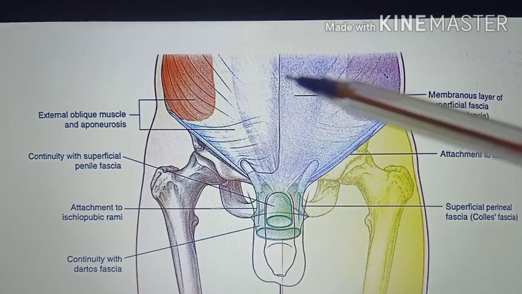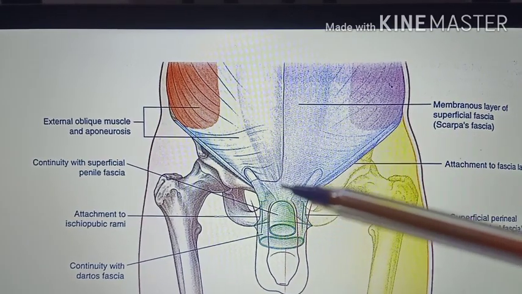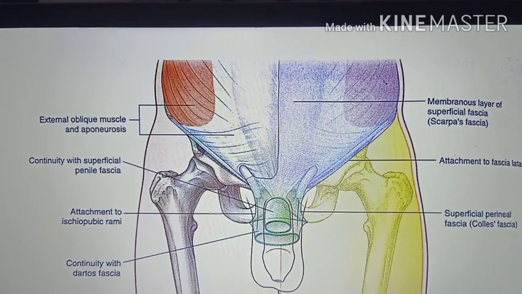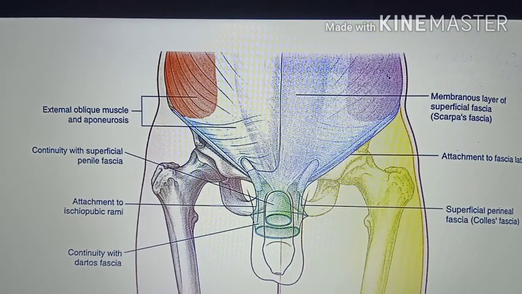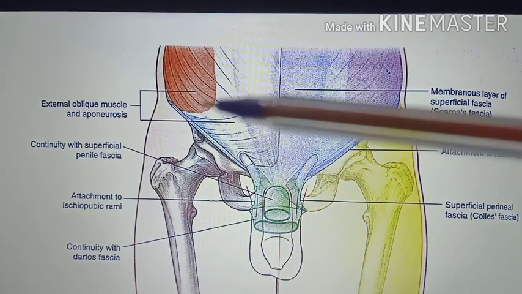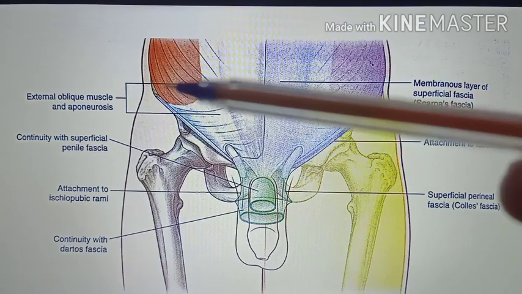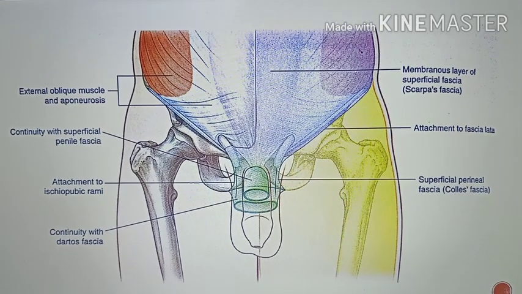This Scarpa's fascia is thin and membranous and made up of elastic fibrous tissue. In the midline, it is attached to the linea alba and also to the symphysis pubis, where both the hip bones meet. On each side, it is separated from the underlying external oblique muscle. This is the external oblique muscle. It is separated from it by a layer of loose areolar tissue.